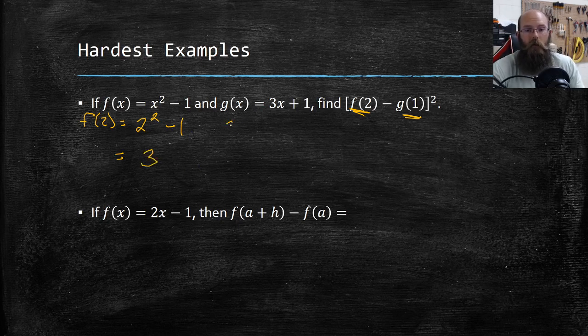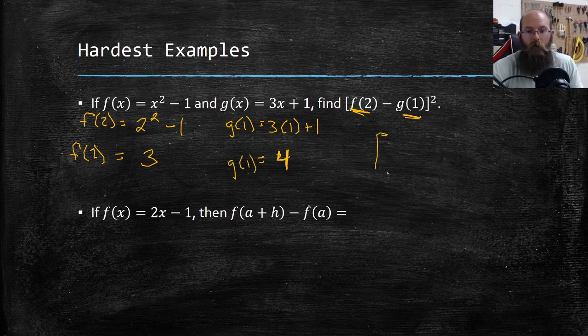Then I need g of 1. So I'm plugging in a 1 wherever my x's are. And that's 3 times 1 is 3, plus 1 is 4. Plug that into your calculators, folks. Don't feel bad about that if you need to. All right. Then I'm going to plug those things into this, right? Remember, f of 2 is this chunk. g of 1 is 4.